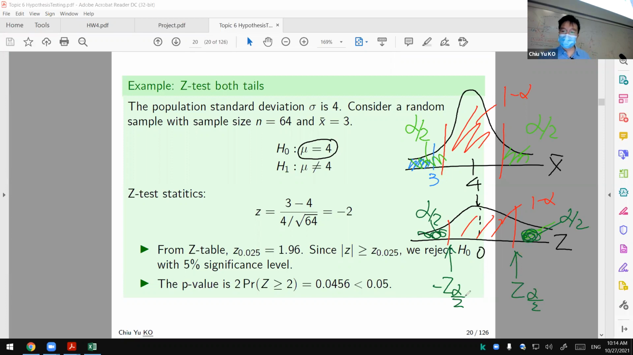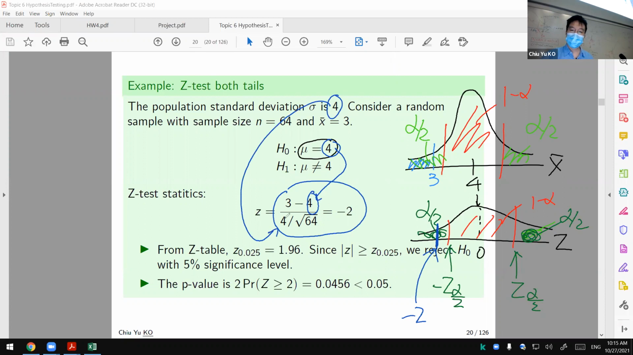Now, look at the data here. We have 3. This is the 3 here. And converted to here, what's this number? 3 will give us negative 2. How do we get that? From this expression: 3 minus 4, where 4 is coming from here, over sigma over root n. Sigma is here, n is here. So you get negative 2.